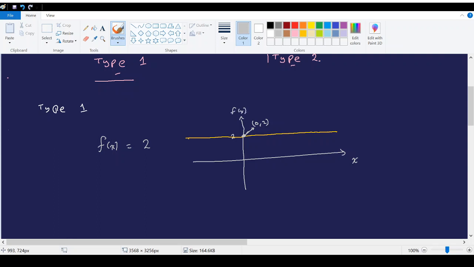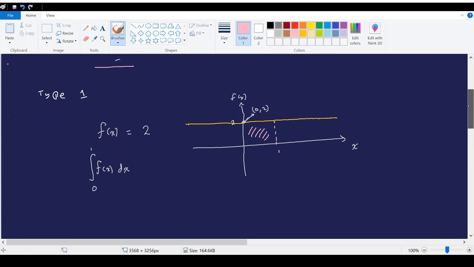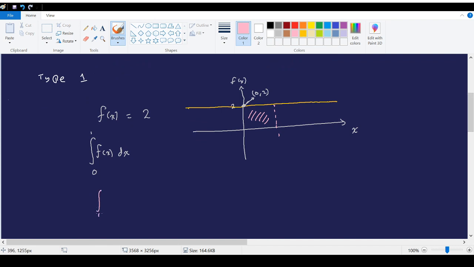Now how about the area under the graph? Let's say, for example, we consider the integral from 0 to 1. How can we represent it in the diagram? This is simply the area between 0 and 1 of this graph. So this will be the area. And how about the integral from 0 to 2? Then that will be the area from 0 to 2.